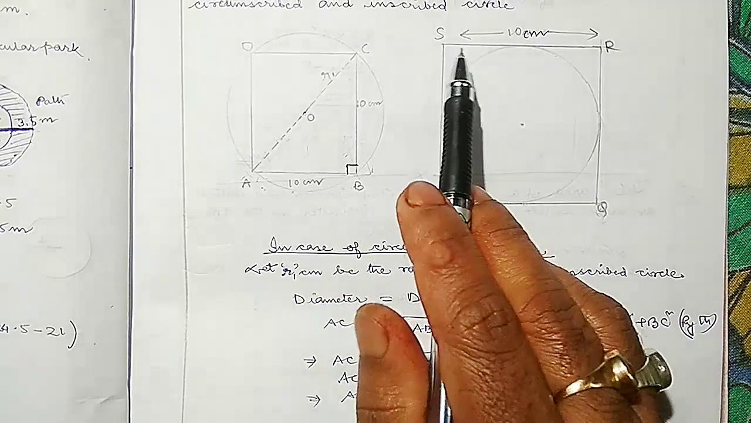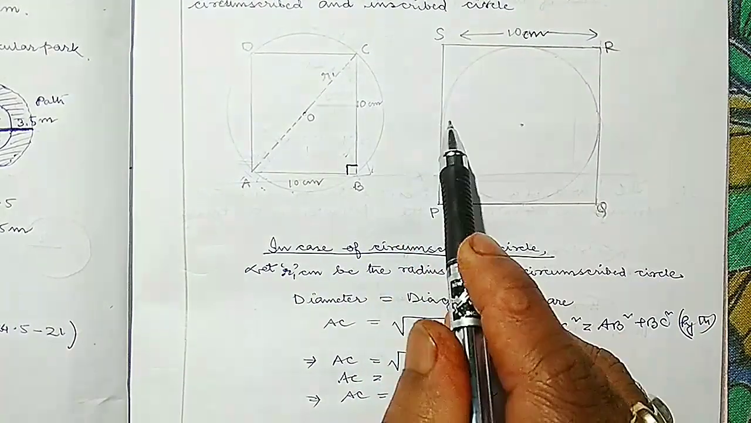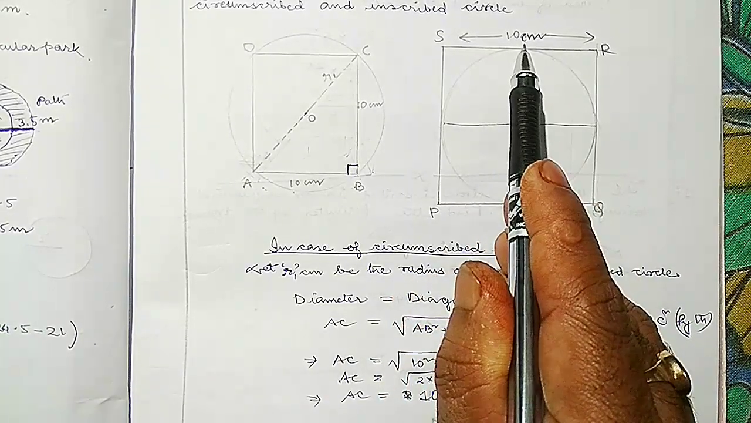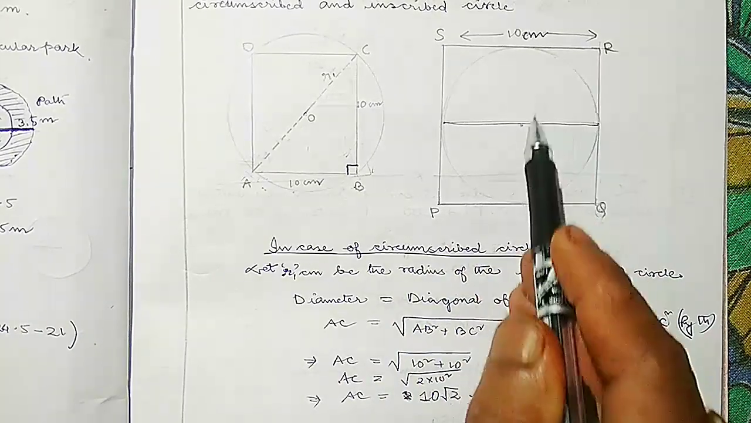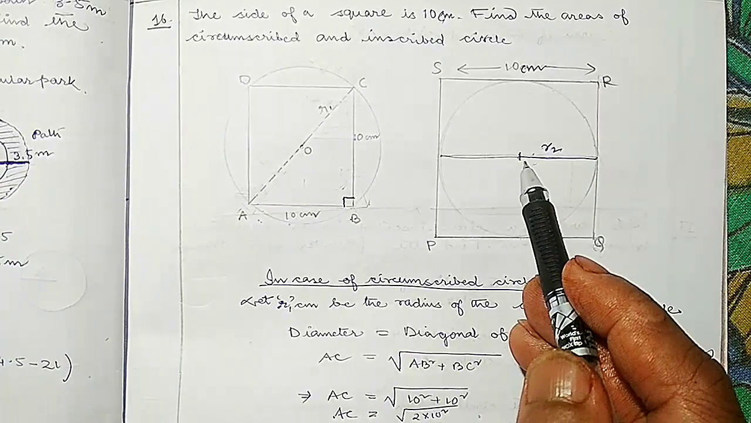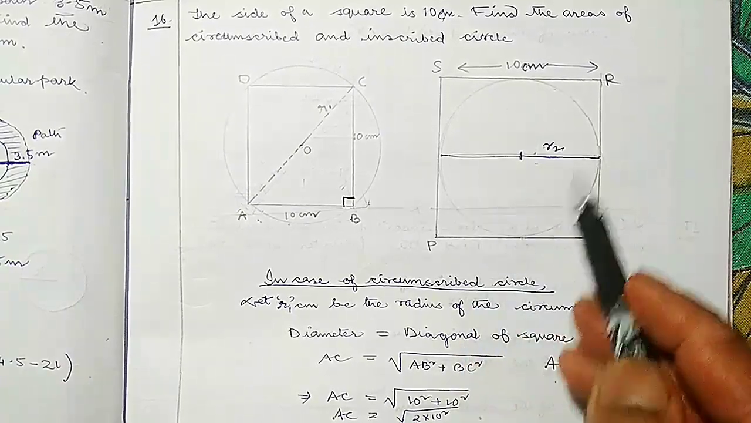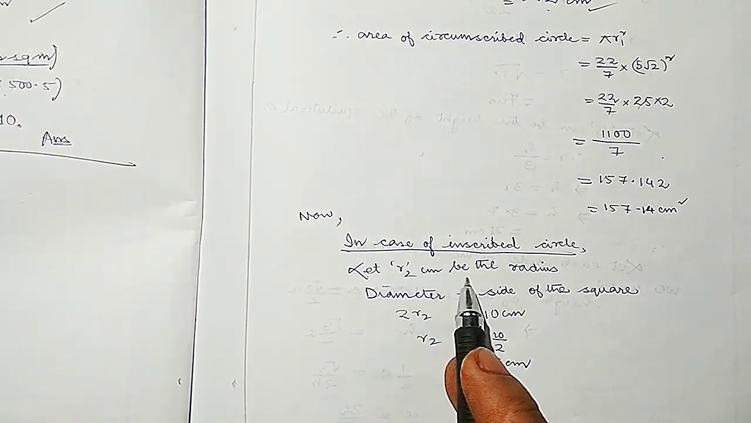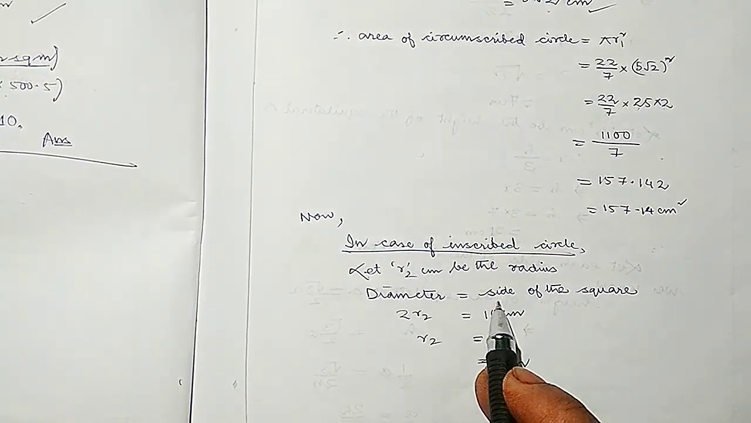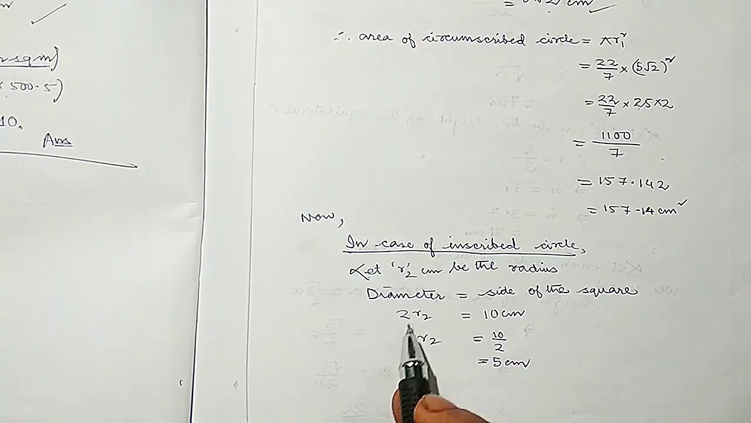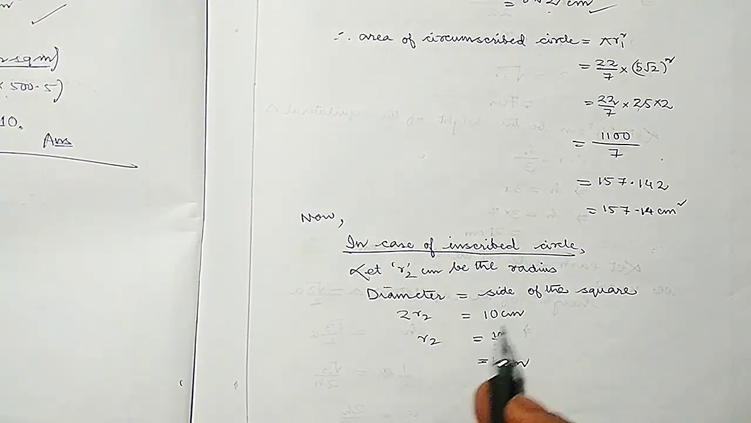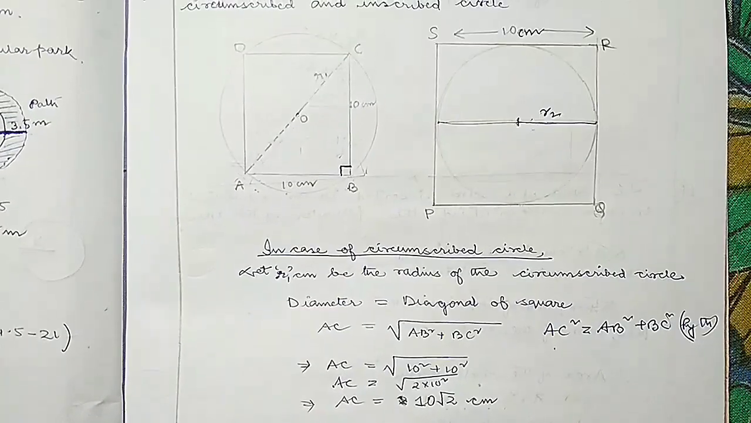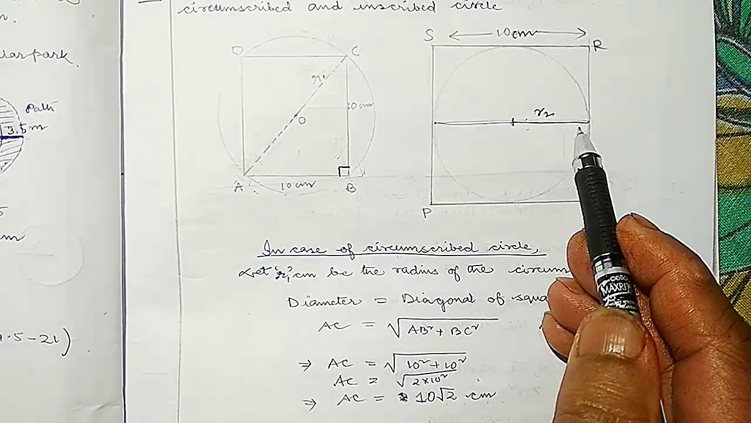Now, in case of the inscribed circle, the square is outside the circle. So, definitely the side of the square will be the diameter of the circle. And since here each side is 10 centimeter, therefore the diameter of the circle also will be 10 centimeter. Fine. And suppose we have considered R2 to be the radius of the inscribed circle. So, in case of the inscribed circle, let R2 be the radius, and here the diameter is the side of the square, and diameter is nothing but twice the radius, which is equal to 10 centimeter. So the radius is 10 by 2, that is 5 centimeter. Therefore, the radius of the inscribed circle, this R2, is 5 centimeter.